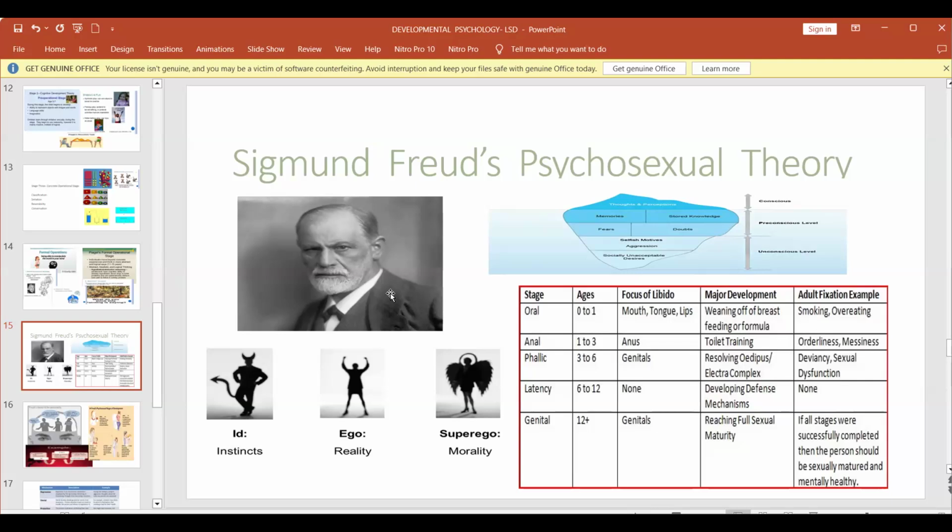psychosexual theory. Now, when it comes to Sigmund Freud, you know, Piaget is from the cognitive school of thought, right? He talks about cognitive development as well. So he is from the cognitive school of thought. What about Sigmund Freud?